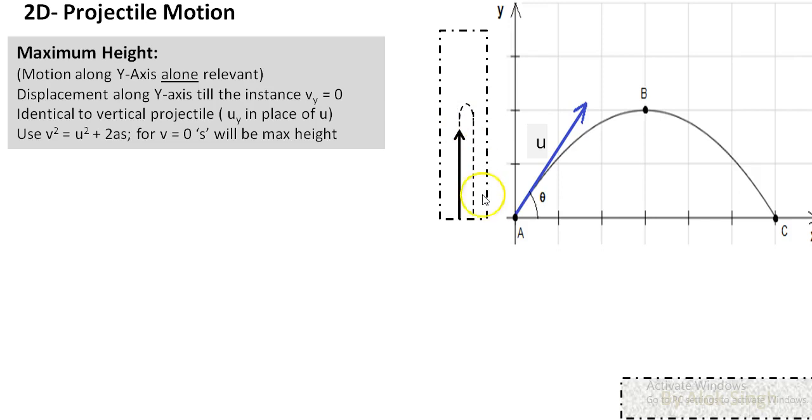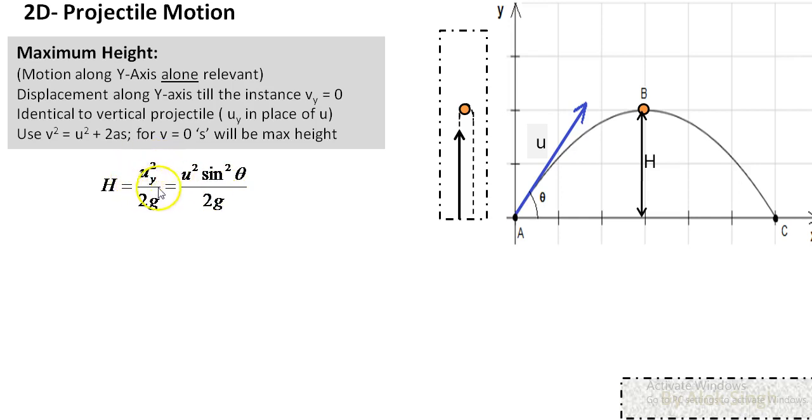We can find the maximum height at this point. Initial point velocity is known, final point velocity is known, acceleration is known. Hence we can use the formula v square is equal to u square plus 2as for particle B along y-axis. Here v will be equal to 0 for maximum height. We substitute these values and we find h is equal to uy square by 2g, or, uy being equal to u sin theta, maximum height is equal to u square sin square theta by 2g.